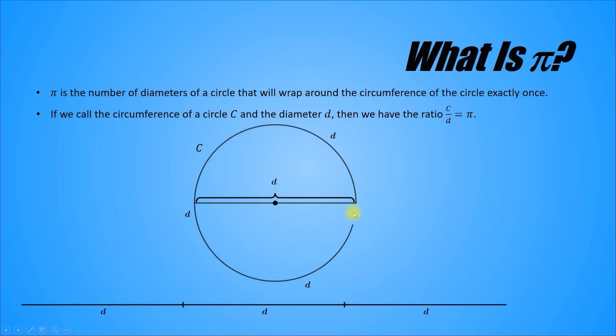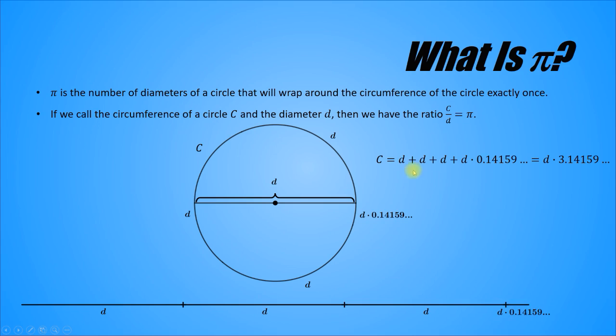Now, there's not enough room to fit a 4th full diameter in that gap, but rather a little piece that's approximately 0.14159 times the diameter. And here at the bottom of the screen, I've got these 4 pieces laid out end to end. And the combined lengths of these line segments is exactly the same as the circumference of the circle. And I express that with this equation here. The circumference of the circle equals d plus d plus d plus approximately 0.14159 times d.